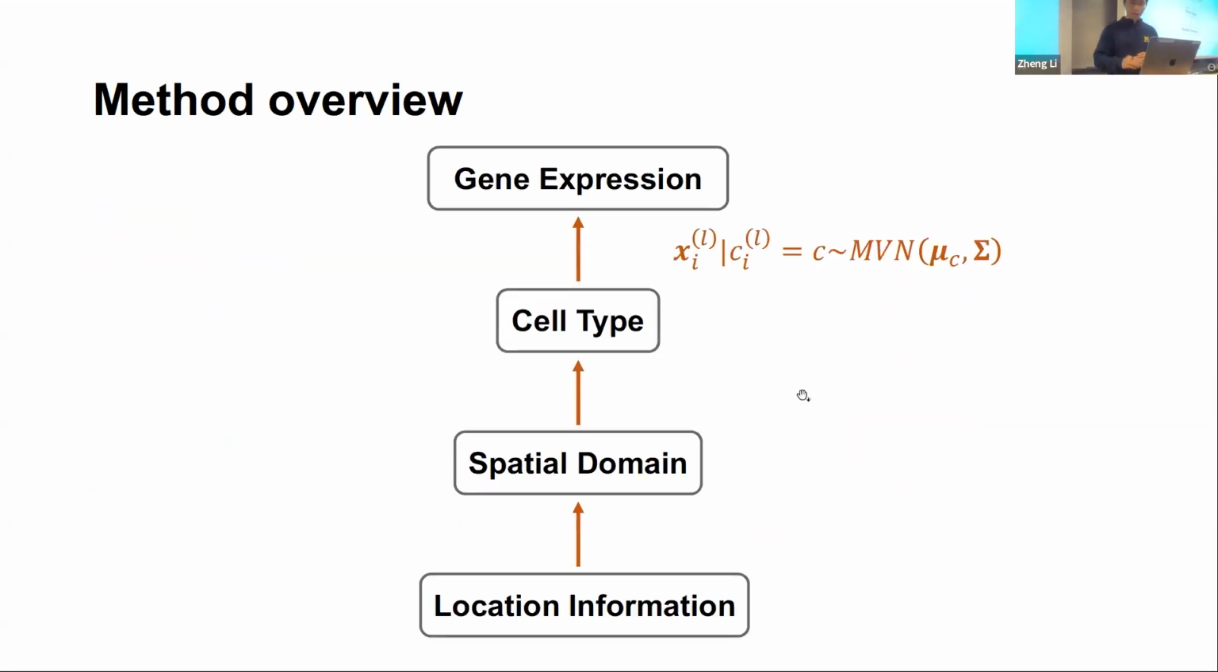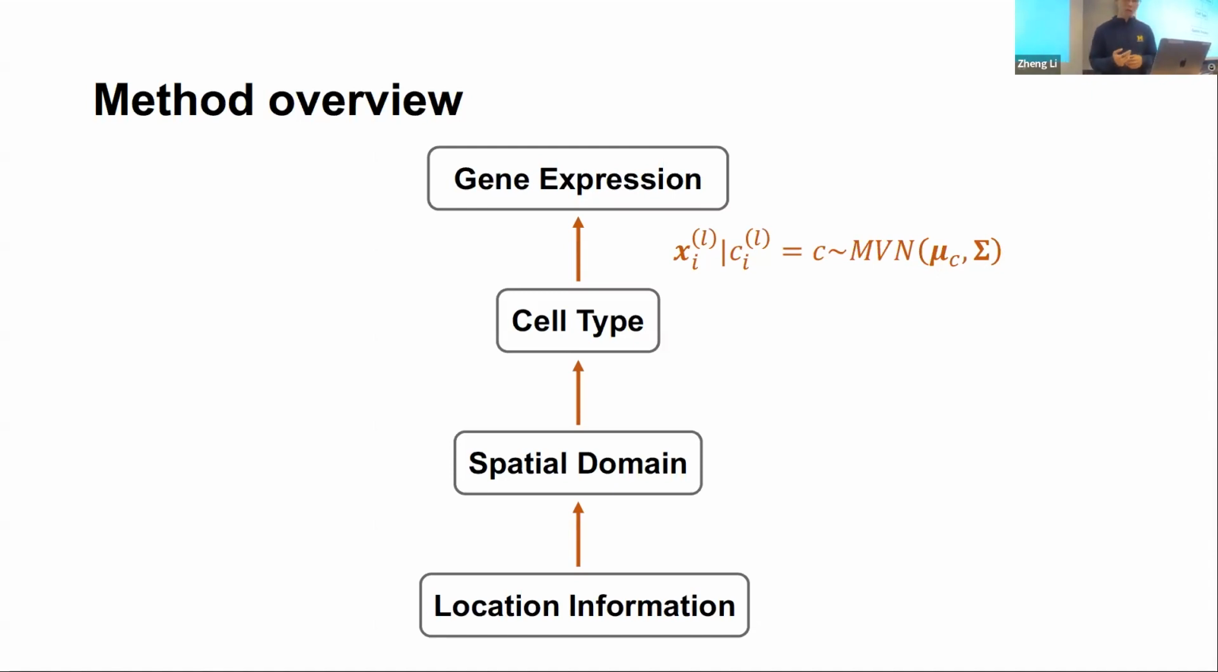And next we'll introduce what type of models we use to model each of the relationships within this hierarchical model. So we use a multivariate normal distribution to model the gene expression features. Depending on the specific cell type the cell belongs to, the gene expression features follow a multivariate normal distribution with mean parameter mu c and variance covariance parameter sigma. We know that this mean parameter is cell type specific, but this variance parameter is shared across different cell types.